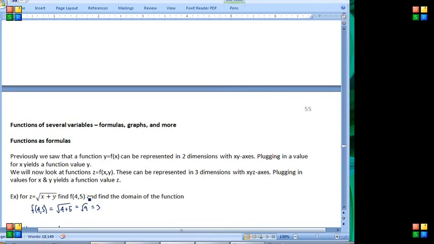Next, find the domain. Well, what's going to tell us about the domain of this function? Yeah, there's a square root. So for the domain, we're going to need x plus y to be at least 0. And so that's the domain.